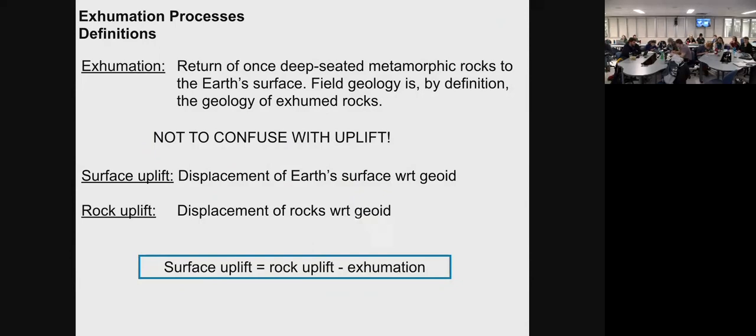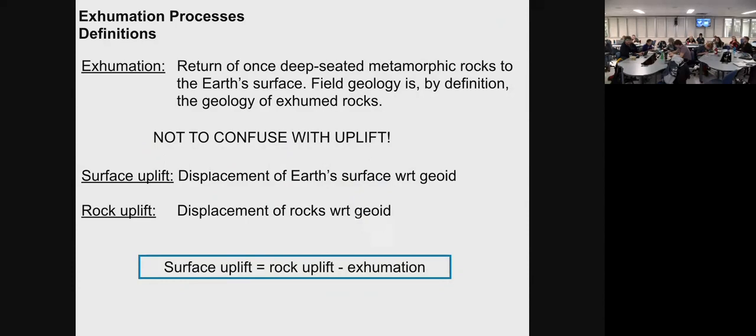You're looking at rocks that were at some point at depth and they are now at the surface. So they've been exhumed, and there are different ways of doing this. If a rock is being exhumed, it's not necessarily uplifting, which is the other important distinction to be made.